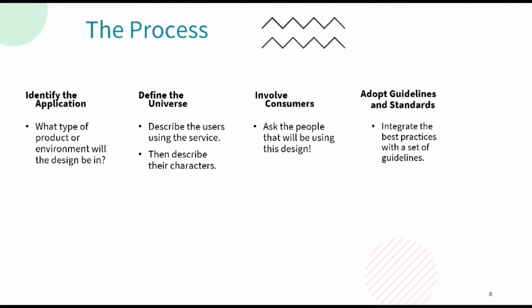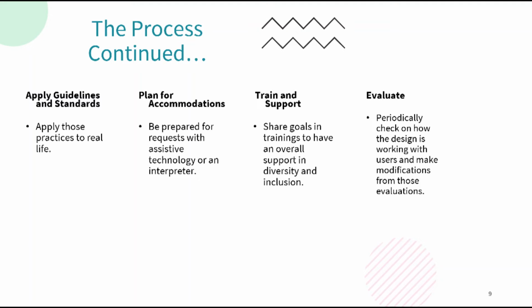They have the best ideas and have a sense of pride because they are involved in the process. The next thing to do is adopt guidelines and standards. This is to integrate the best practices with a set of guidelines. The next step is to apply guidelines and standards. Apply the practices of universal design to real life.